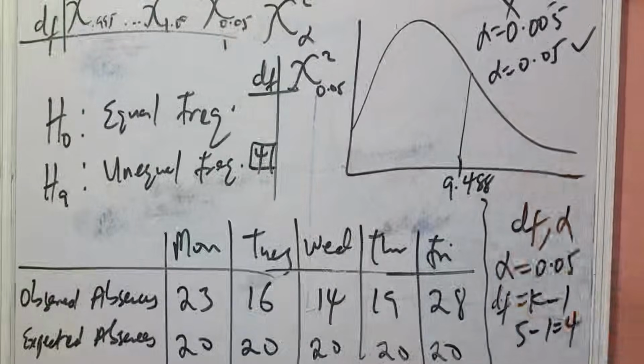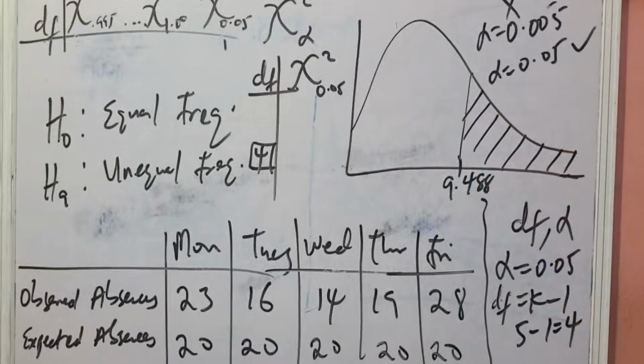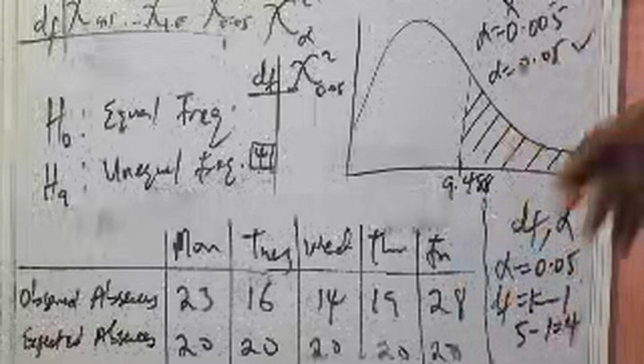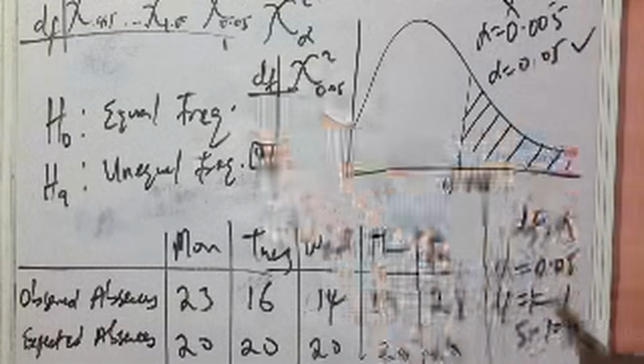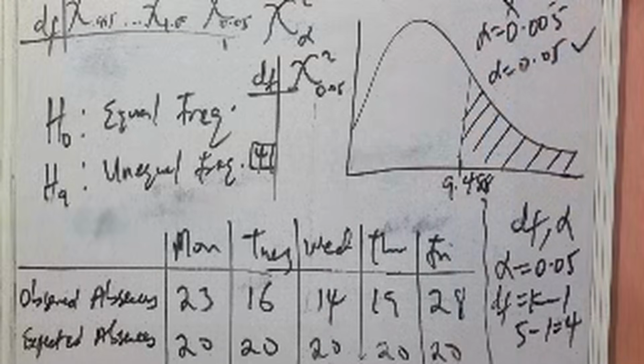So you have something like this. Of course, this will represent the critical region. We have gotten our diagram right, and we've been able to highlight where the critical region lies and where the acceptance region lies. We know already that if our test statistic value falls within this place, we are definitely going to reject the null hypothesis, which is equal frequencies. And if it falls within this place, we are not going to reject the null hypothesis.